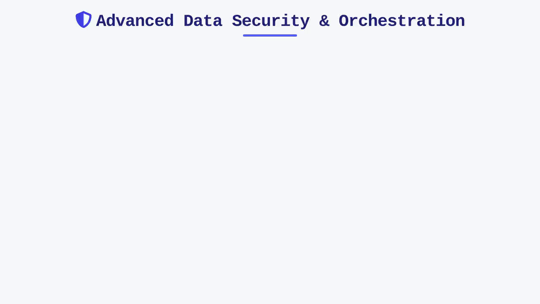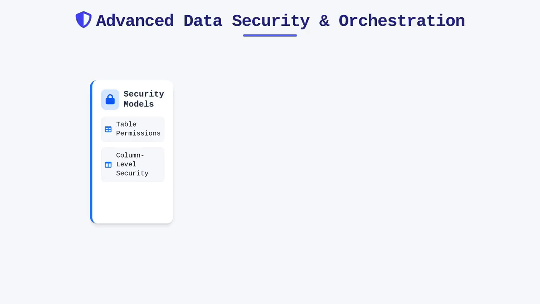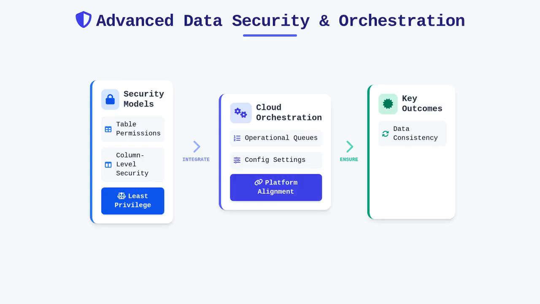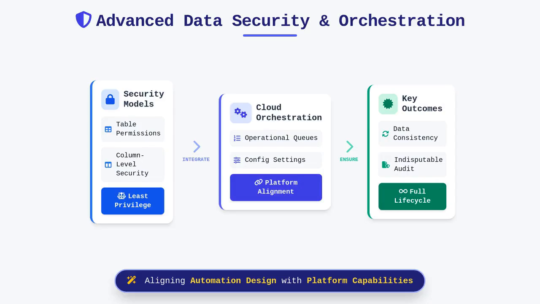You will also learn how to apply stringent security models, including table permissions and column-level security, to satisfy the principle of least privilege. We intend to demystify how these operational queues and configuration settings integrate with your existing cloud orchestrations. By aligning your automation design with these platform capabilities, you ensure that your data remains consistent and your audit trails stay indisputable across the entire lifecycle.